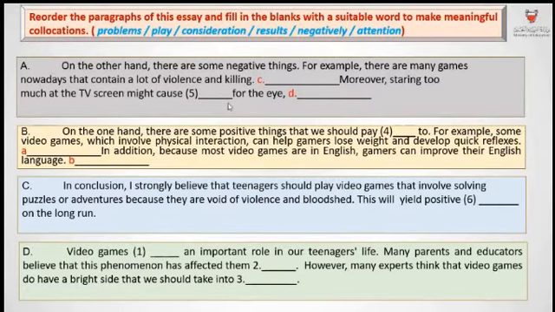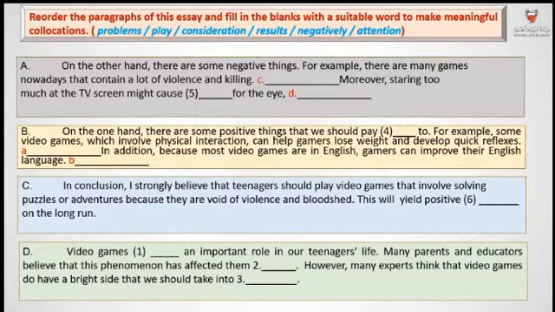Fill them with the right word. Put the paragraphs in the right order. That's your job. You got two tasks. One is to put them in the right order. The second one is to fill in the blanks with the correct word to make meaningful collocation.